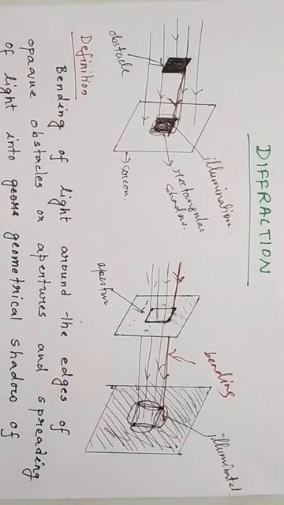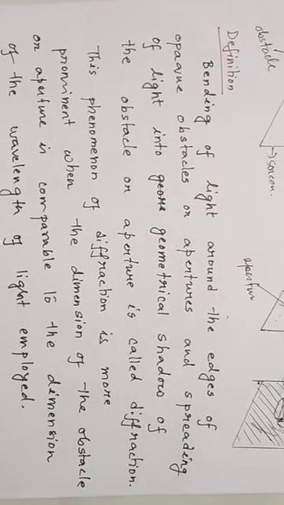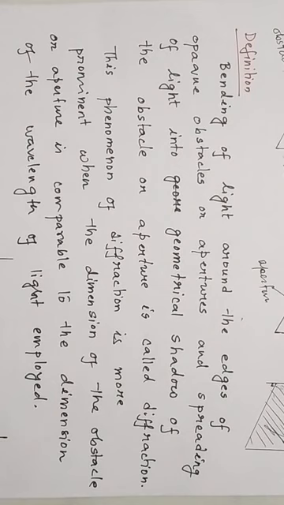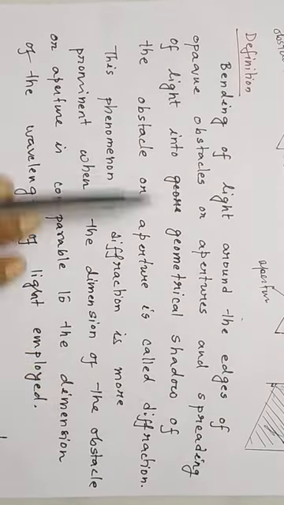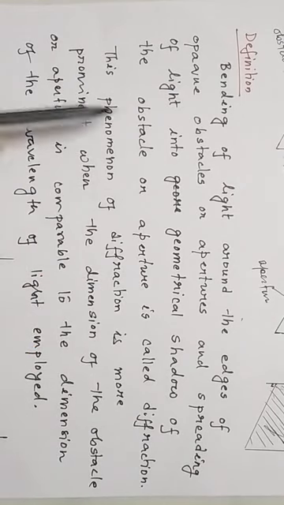This phenomenon is more prominent or more observable if the wavelength of the light we are using is comparable with the dimension of the obstacle or aperture. This phenomenon is known as diffraction of light. We can define diffraction in the following way: the bending of light around the edges of opaque obstacles or apertures, and the spreading of light into the geometrical shadow of that obstacle or aperture, is called diffraction.